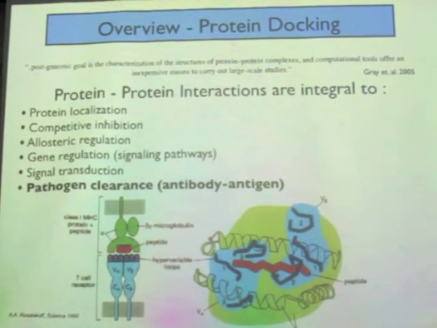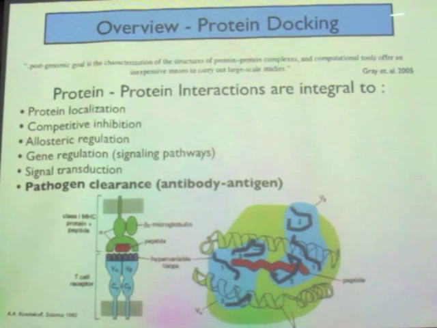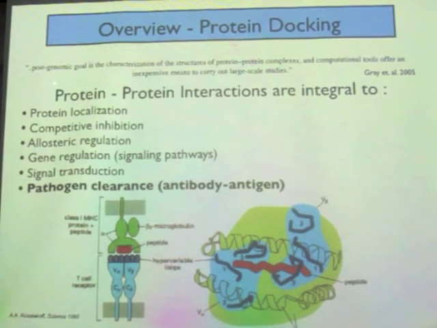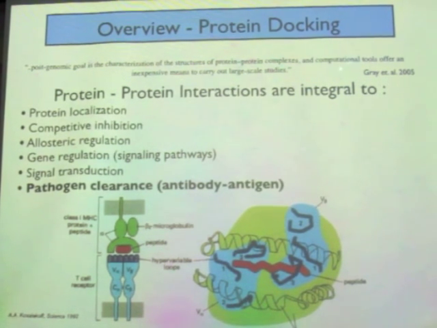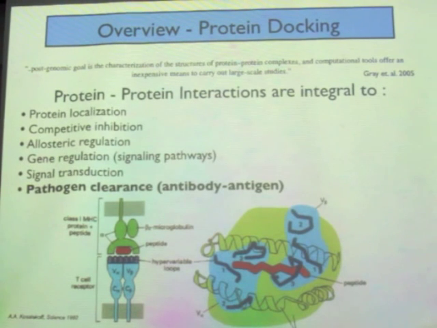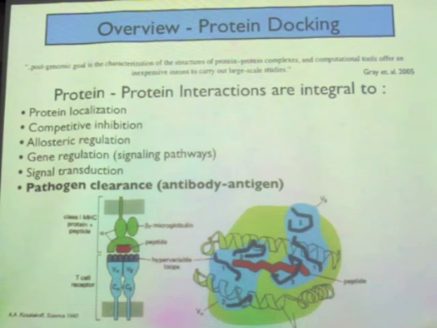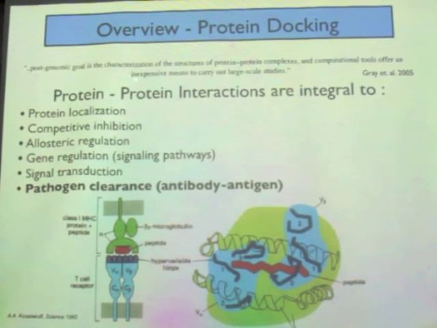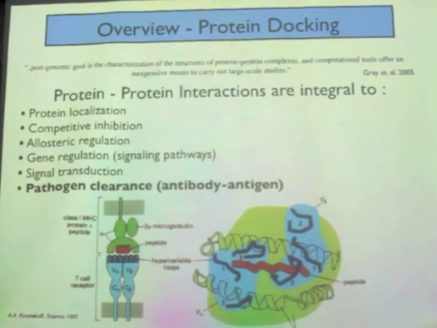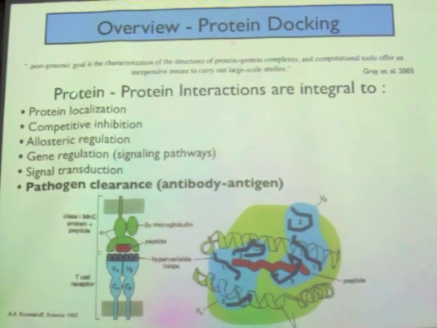So why do we do protein docking? I've got this quote from Jeff Gray, who initially wrote the protein docking algorithm for Rosetta, and he says the post-genomic goal is the characterization of the structures of protein complexes, and computational tools offer an inexpensive means to carry out large-scale studies. Basically, he's saying that everything that happens in biology is a protein interaction, pretty much, and the large time and expense to characterize each protein interaction could be streamlined with a computational tool, and that's exactly what the Rosetta protein docking algorithm does.